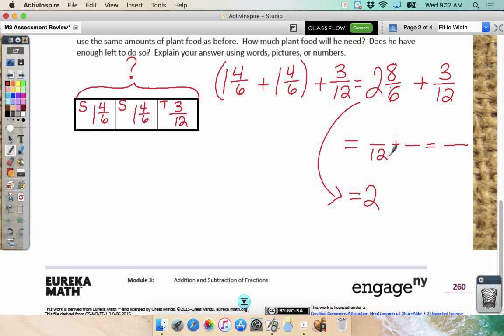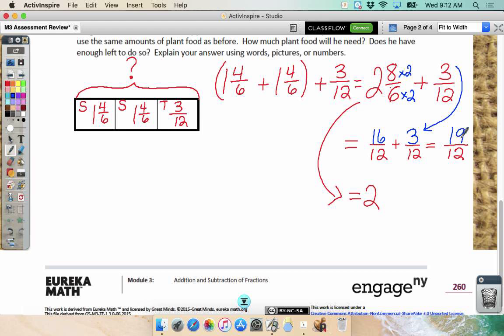So if 12 is my denominator, which fraction do I get to keep? 3/12. And 6 times what equals 12? 2. And 8 times 2 equals? So that gives me 19/12.